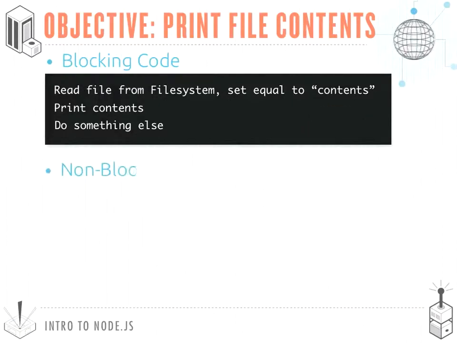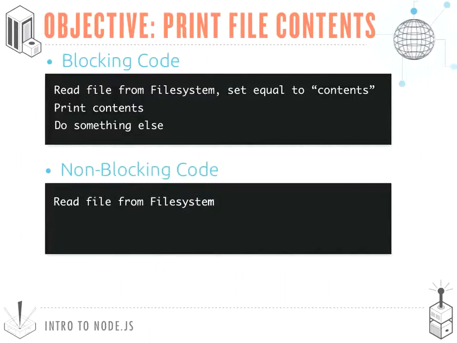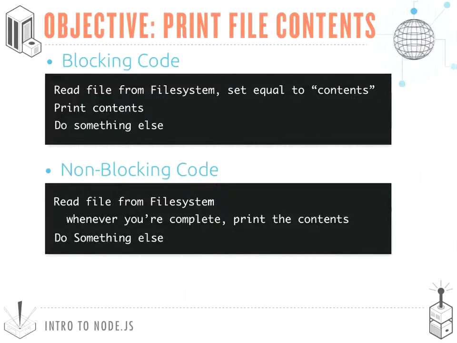What would a non-blocking version of this code look like? Well, we might read the file from the file system. Whenever we're complete with that, print out the contents from the file, and then finally do something else. That technique, saying when you're complete, do this, we call a callback. We're going to call back that function once the file is done reading. Executing the pseudocode might go like this, where we read the file from the file system. We might do something else, so it's simply going to continue on, and then at any point in the future, when it's done reading the file, it's going to print the contents.